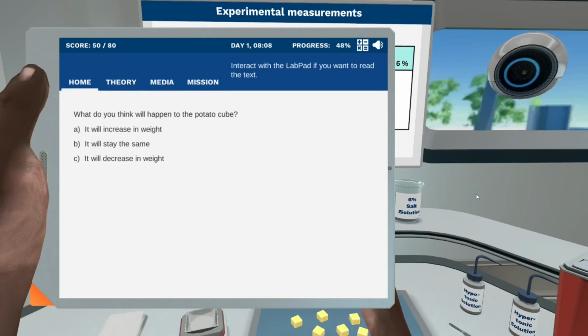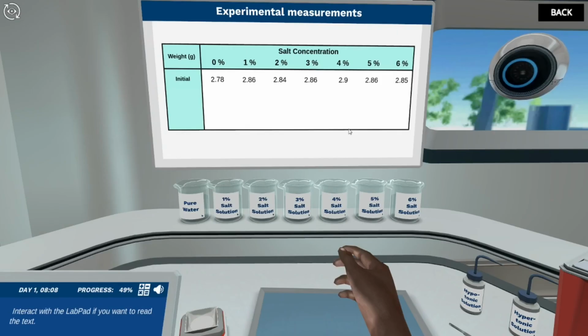What do you think will happen to the potato cube? A. It will increase in weight. B. It will stay the same. C. It will decrease in weight. All right, let's see if you are right.